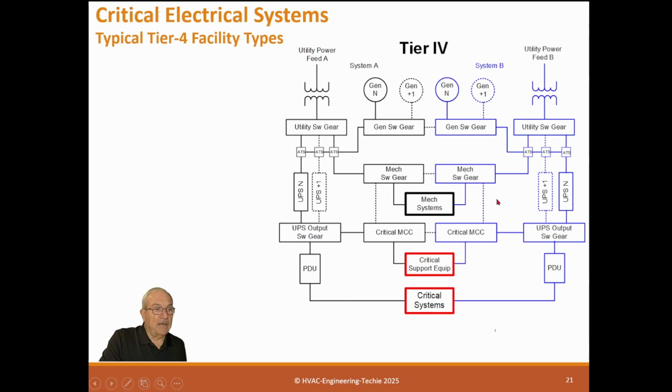Now here's the top dog, Tier 4. It's the same as Tier 3, except it has redundant everything. So we have generators for power feed A. We also have redundant generators for power B. We can have N+1 if we need it. The thing that's different is that these switchgears are actually connected through an automatic switch, so that if this one goes down, it is automatically connected to the other side. And you can see these all have that.